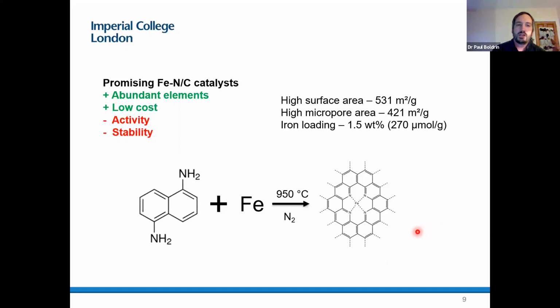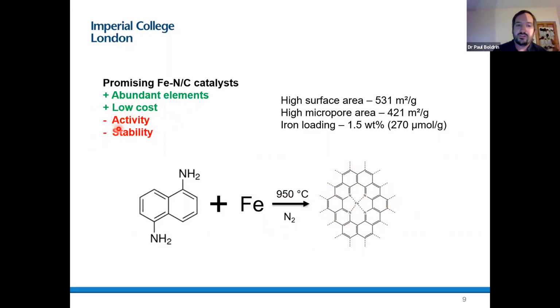One of the things that people have been working on is these iron nitrogen carbon catalysts. So basically you get some kind of molecule which has nitrogen atoms and carbon atoms in it. You mix it with some iron and then you heat it up in nitrogen and it forms, well, basically it forms a mess, but people think it has this kind of structure, where the iron is bound to nitrogen atoms in a carbon lattice. The advantage of this is that it only uses abundant elements and it's low cost.